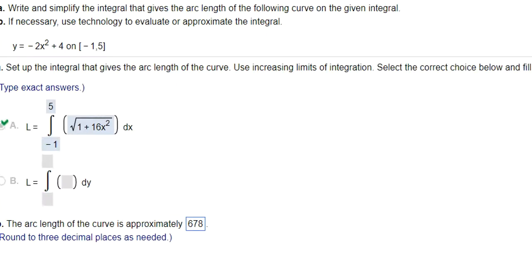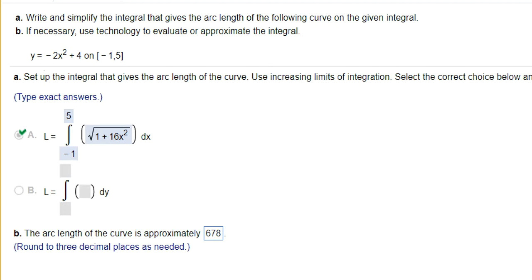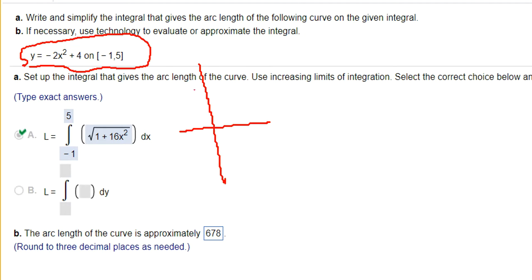Now let's take a look at this problem. We need to find the arc length for this function. And then I'm going to quickly graph this function. Making a graph is always nice so that you know what the problem is really asking.